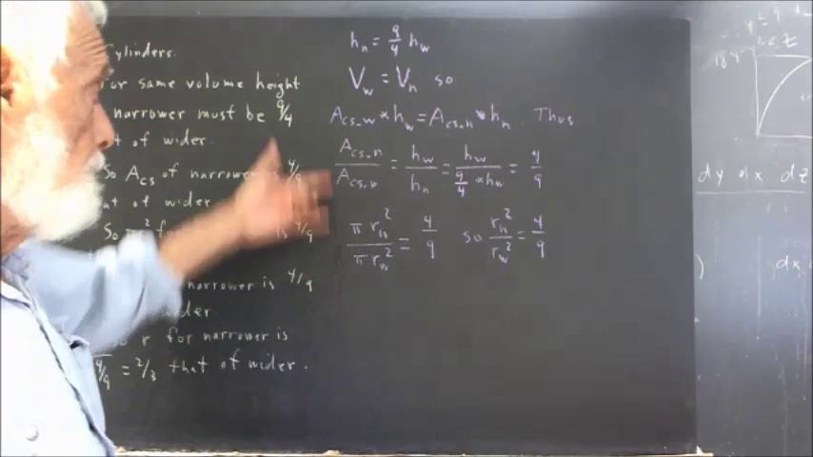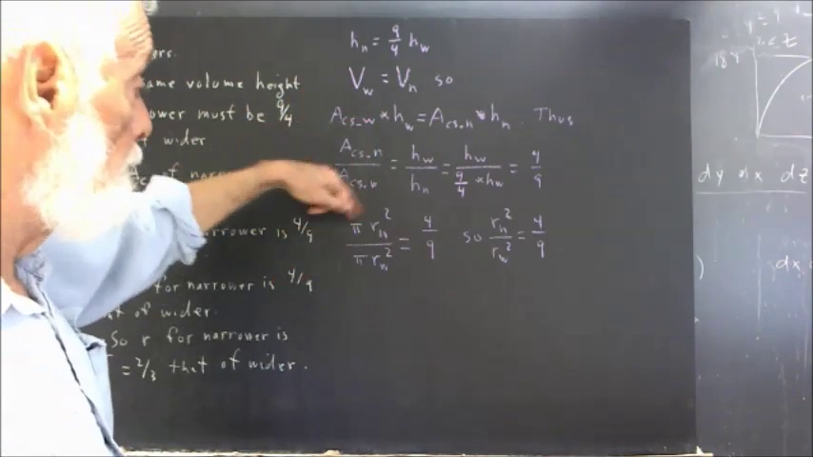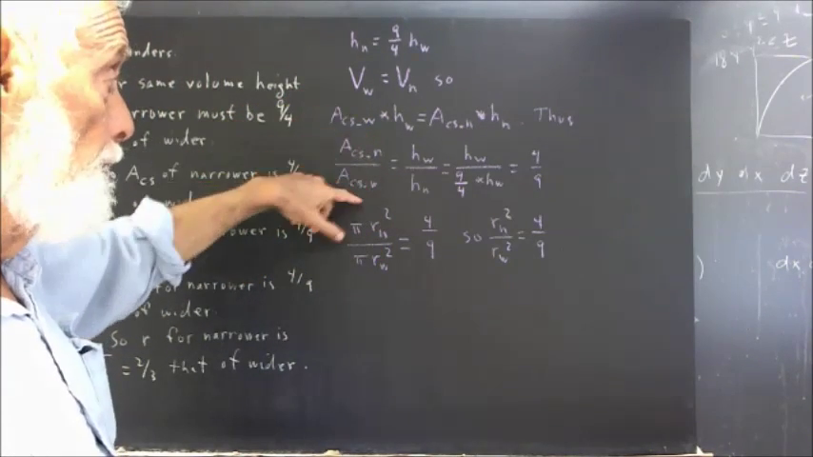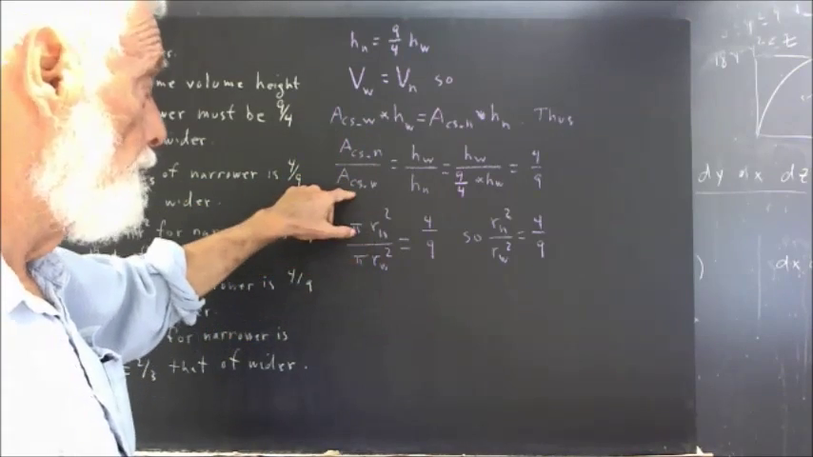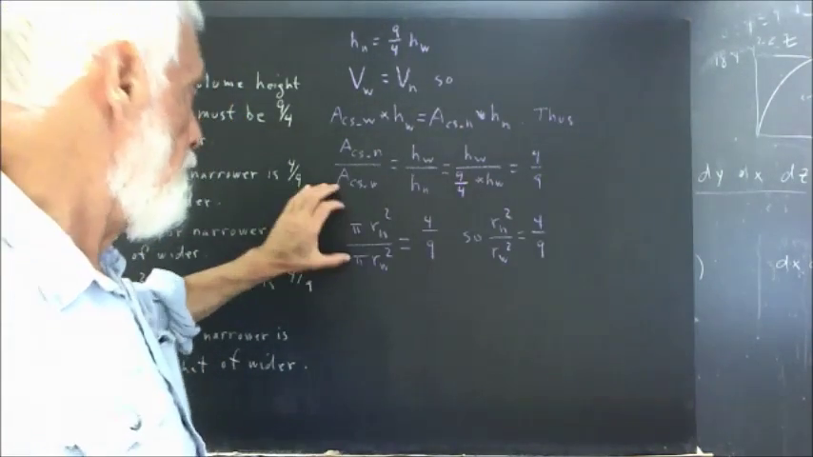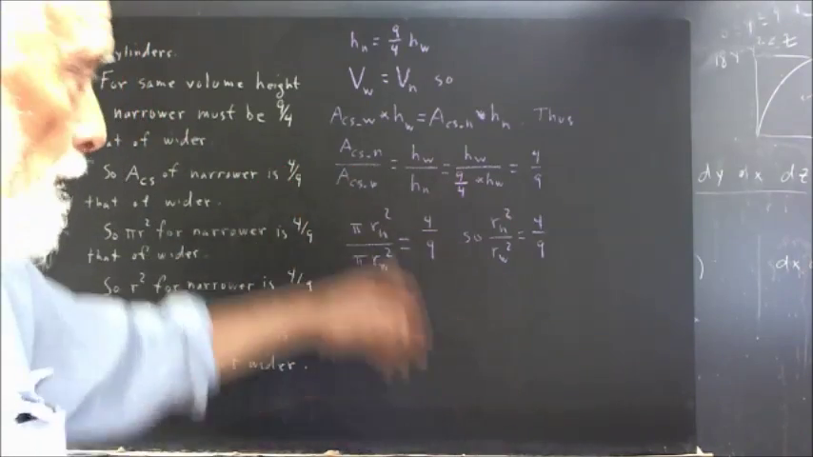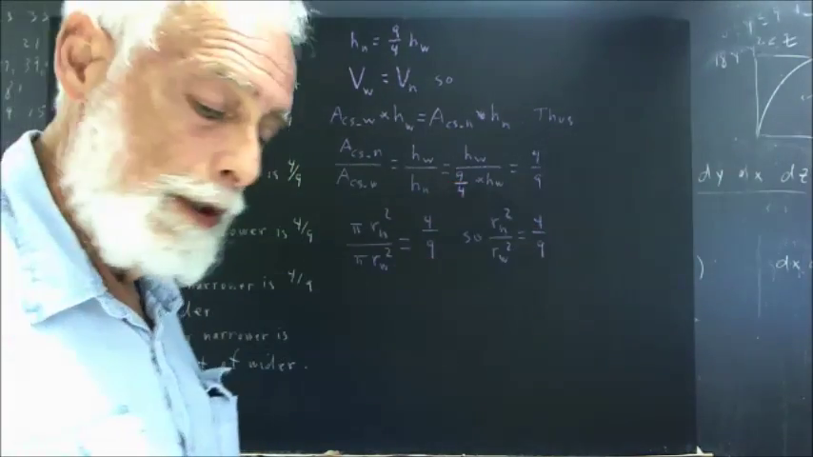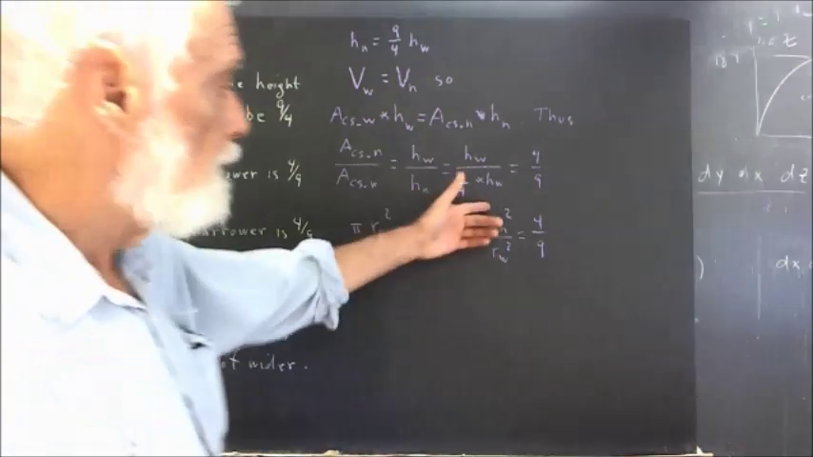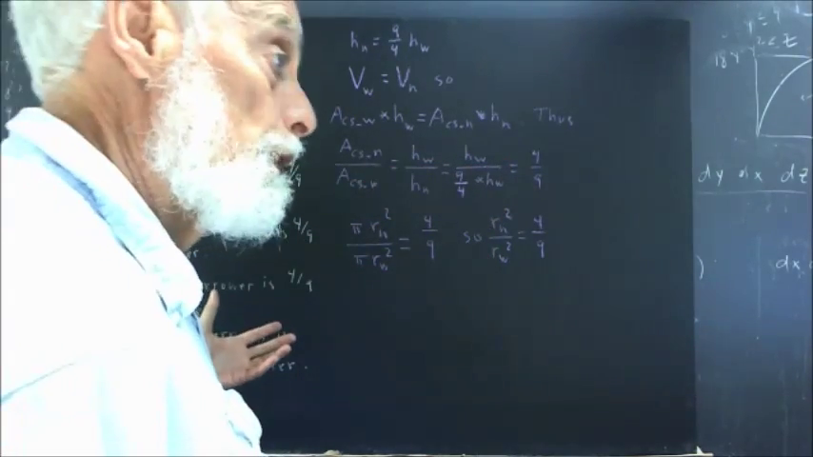Okay, well, my first step would be to take these cross-sectional areas and replace them with pi r squared. Pi rn squared, the radius of the narrower squared, for the cross-sectional area of the narrower, and pi rw squared for the cross-sectional area of the wider, and that should equal 4/9. And then, of course, the pi's divide out. Pi over pi is 1, so you just end up with rn squared over rw squared equals 4/9. So what we want, though, is the ratio of the radii, not the ratio of the squared radius here to the squared radius here. How are we going to get that?